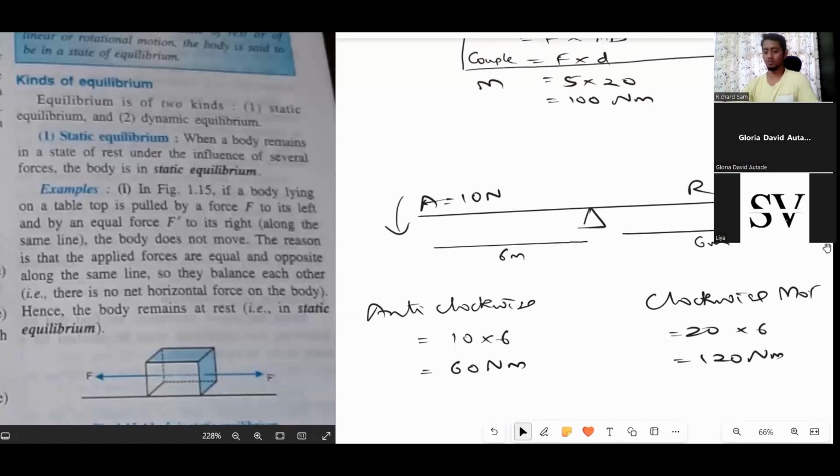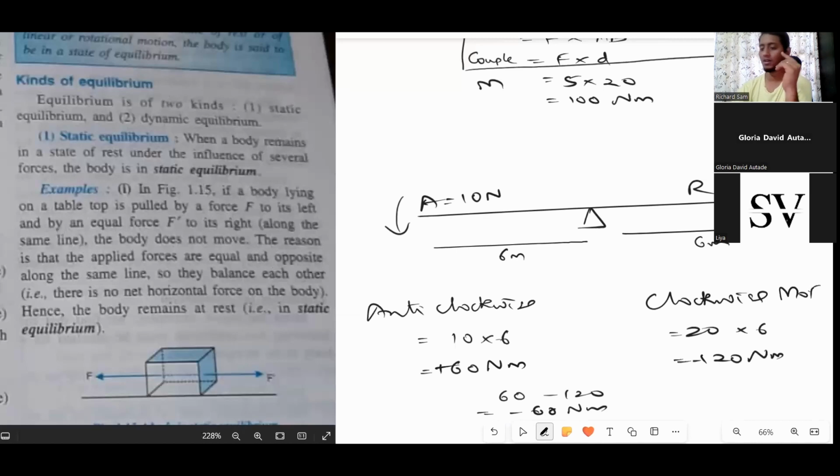The resultant moment of force means when you add both. Now, how do you add both? Anti-clockwise is taken as positive. Clockwise is taken as negative. Remember that? So if you add these two, 60 minus 120, how much you'll get? You'll get minus 60 Newton meter. So minus means clockwise. So you will get a resultant clockwise moment of force of 60 Newton meter.